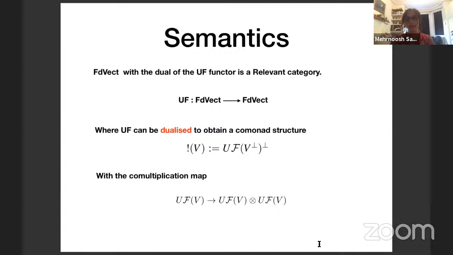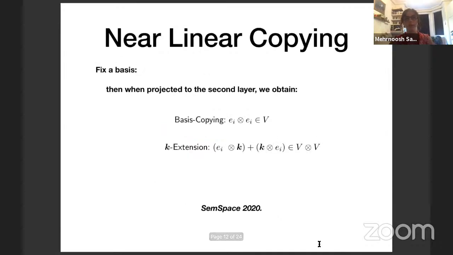Then again, in the absence of this, we've worked with a very simple idea. For the examples that I've shown you, you only need two copies of a vector space. So let's project to the second layer of this fermionic Fock space, and then just be very naive and fix the basis. Assume this vector space V, which we work with, has basis e_i. And then you have your normal basis copying operation, half of the Frobenius bialgebra that sits on a finite dimensional vector space with a fixed basis. So you have e_i tensor e_i, which we call basis copying. So you get a copy of the basis.